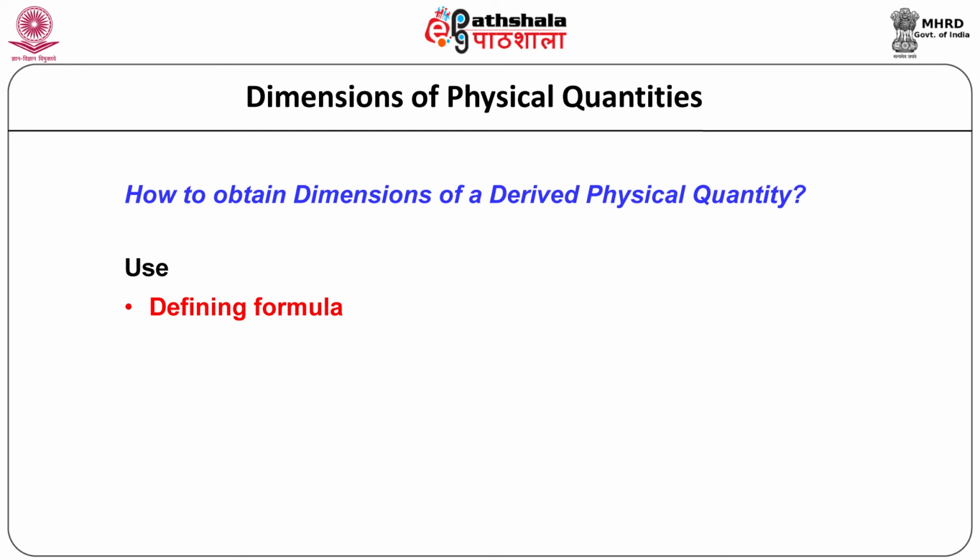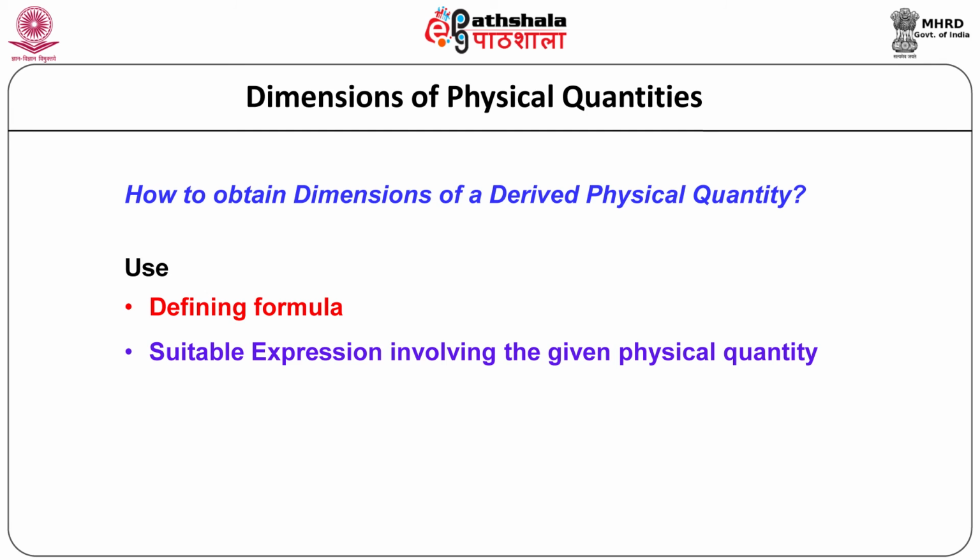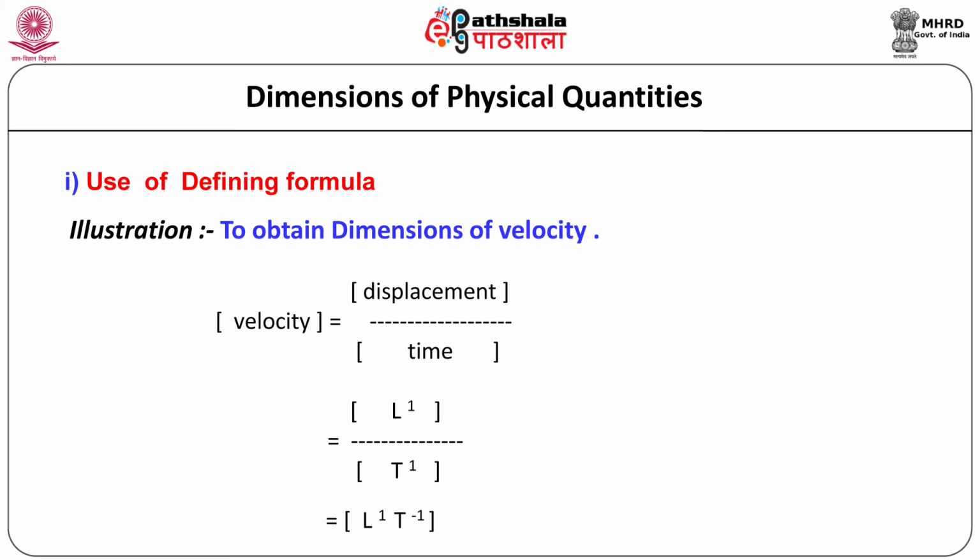The dimensions of a given physical quantity can be derived using its defining formula or suitable expression involving the given physical quantity. The ratio of displacement and the corresponding time interval is known as velocity. Using this knowledge, the dimensions of velocity can be obtained as follows. Dimensions of velocity is L raised to 1 into T raised to minus 1. How? See, velocity is equal to displacement upon time. Therefore, dimensions of velocity are the dimensions of displacement upon dimensions of time, that is 1 in length upon 1 in time, that is 1 in length and minus 1 in time.